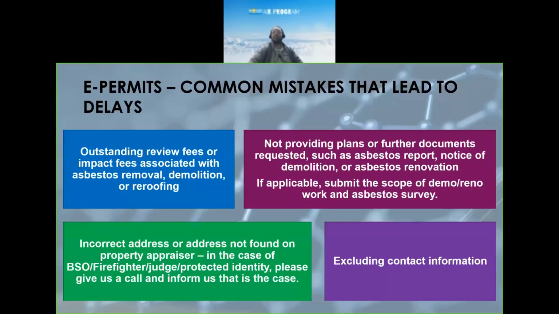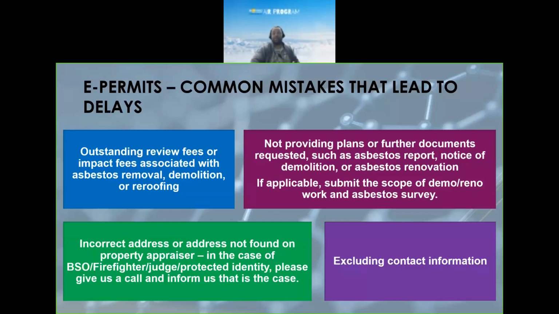E-permits, common mistakes that lead to delays. Outstanding review fees or impact fees associated with asbestos removal, demolition, or re-roofing. If you pay a fee after the review period, if we already gave you a disapproval comment through an email, make sure to reach out to us. We don't know when the system updates itself, so make sure to reach out through calls, emails, letting us know you made that change. Not providing plans or further documents requested, such as the asbestos report, the notice of demolition or asbestos renovation. If applicable, submit the scope of demo, reno work and asbestos survey. Again, please make sure to reach out to us, phone or email.